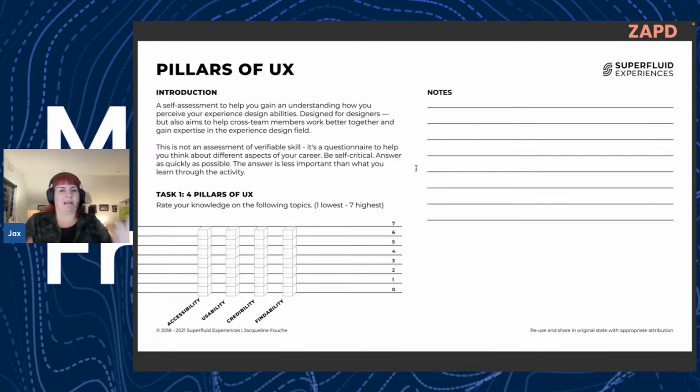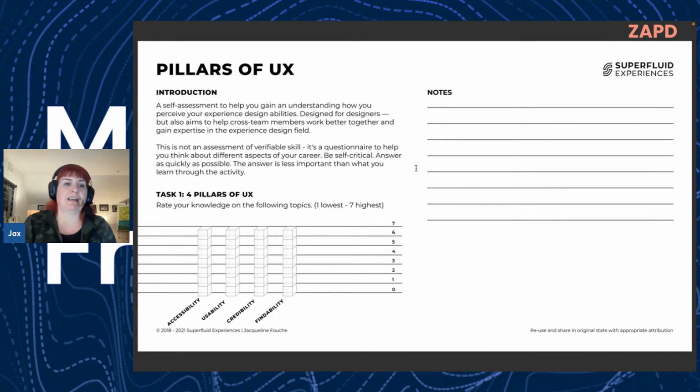Right, that preamble over. As I was working through my framework, I was like, look, if you want to work in the field of experience design, which is broad and deep, ranging from HCI to graphics to psychology to behavioral psychology, what you need to know is these 4 pillars of UX. So the first question that I'll ask is: rate your knowledge, skills, and expertise, not just your knowledge, on the following topics, 1 being the lowest and 7 being the highest.